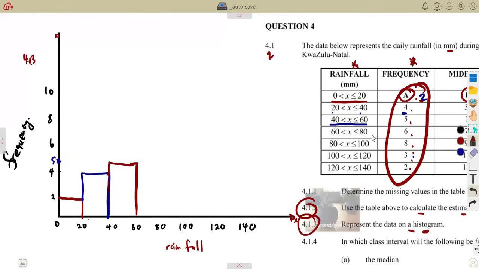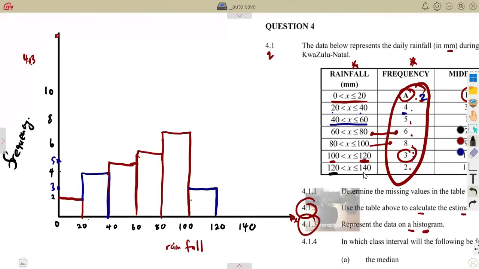You move on. 60 to 80 versus 6. You do the same thing. 80 to 100 versus 8 and so on. So 8 there, 80 to 100 versus 8. It is supposed to correspond at 8 and back to 100. So you're going to do it like that up to the last one. 100 to 120 versus 3. 3 is in between 2 and what? 2 and 4. That is where 3 is. So it can be just somewhere there from 100 to 120.